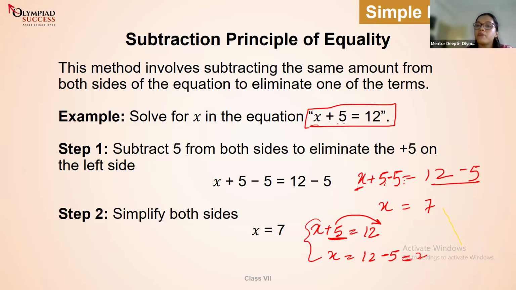Okay, so for plus 5 the inverse will be minus 5, isn't it? The additive inverse of 5 will be minus 5. So if I subtract 5 from both sides, 5 minus 5 becomes 0 and x is left alone. I have to isolate x so that I get its value.